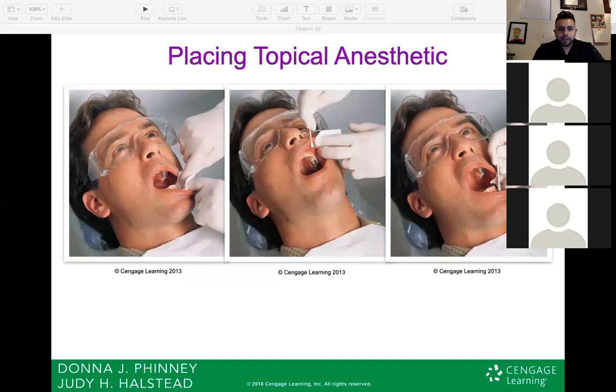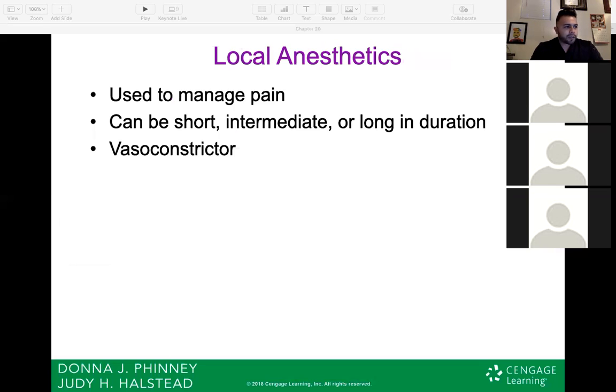So this is just a picture of somebody placing the topical anesthetic. First, you'll want to dry the tissue out with a piece of gauze. Place the topical anesthetic in the correct area, and then usually you want to put a piece of gauze on top of it and let it soak in the area. That gauze is to keep the topical anesthetic from going all over their mouth. That's usually not a very comforting thing. So there's a picture of that there.